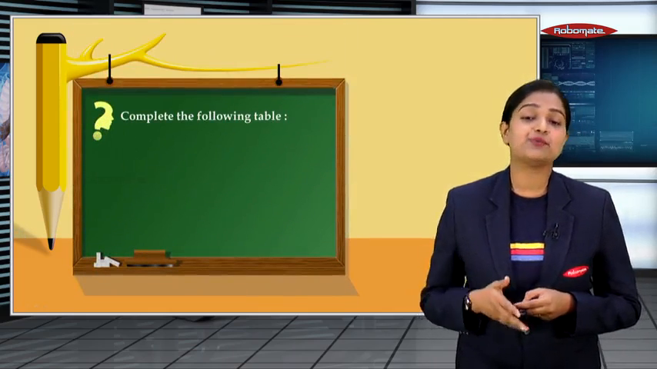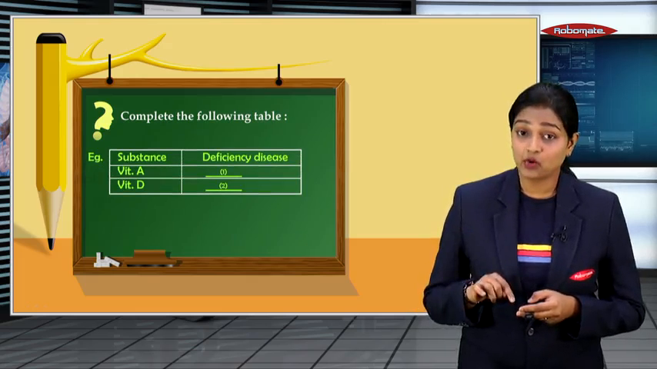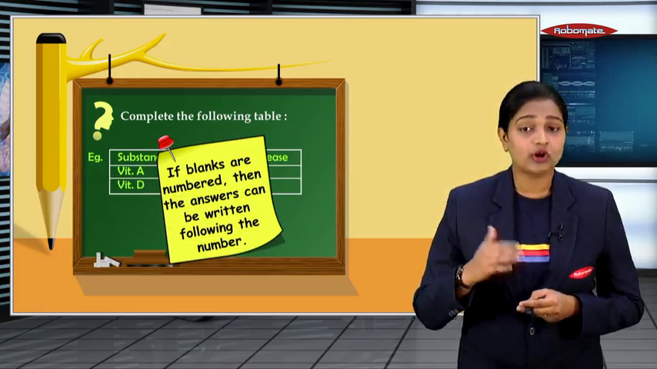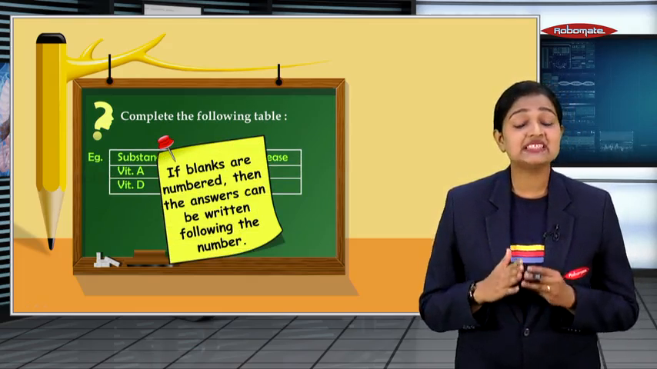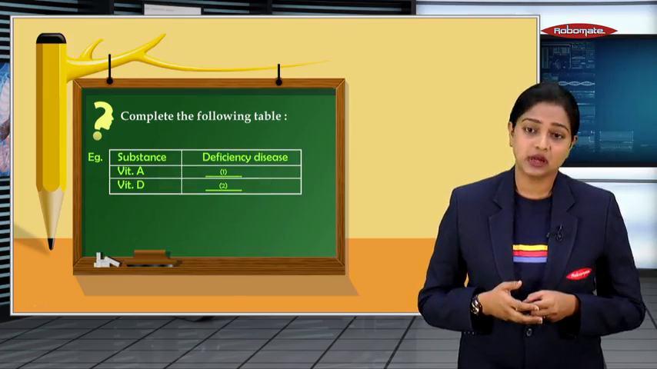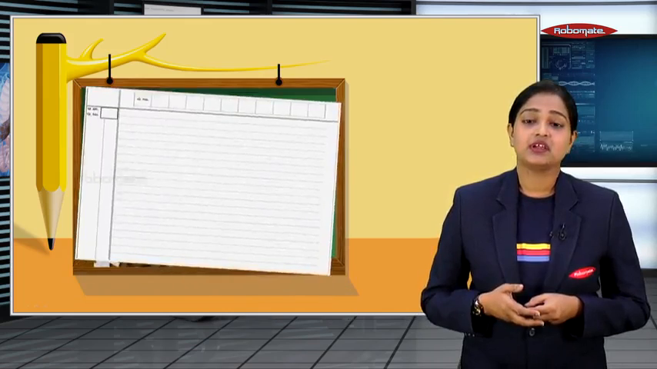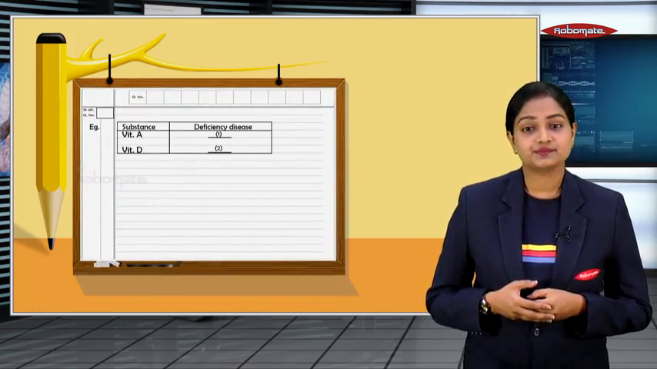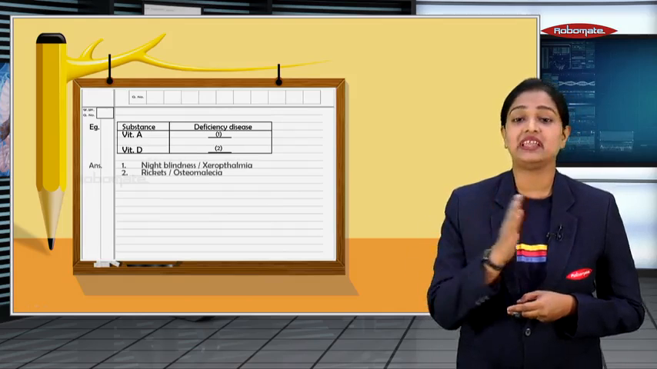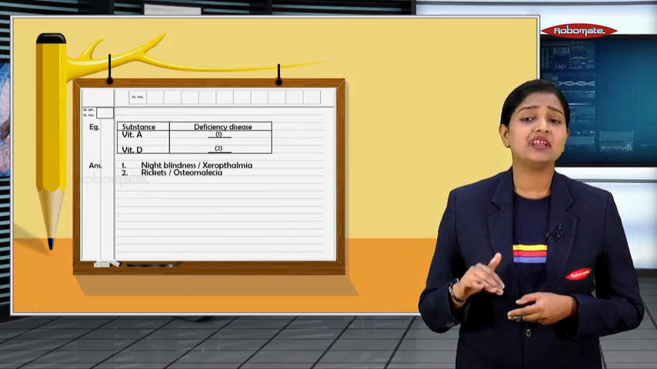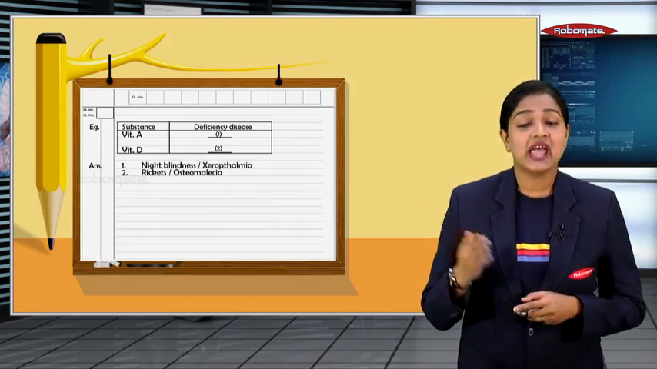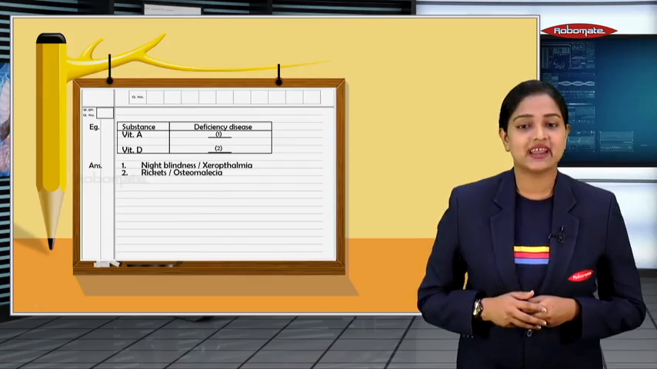Students, if the same type of question appears, but now over here the blanks are numbered, so there is a different way of answering it. If blanks are numbered, then answers can be written in the following number. For example, the way of writing it is vitamin A, that is deficiency disorder, and vitamin D, its deficiency disorder. Over here, no need to copy the entire table. Just write down the numbers and adjacent to it, write down its correct answer.